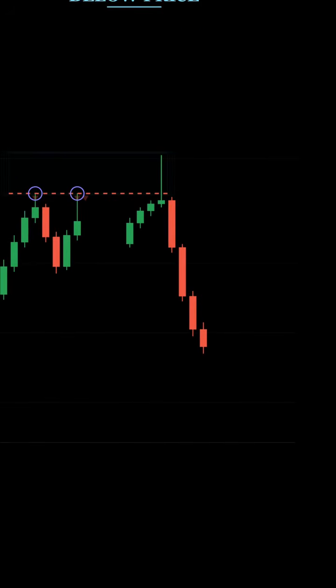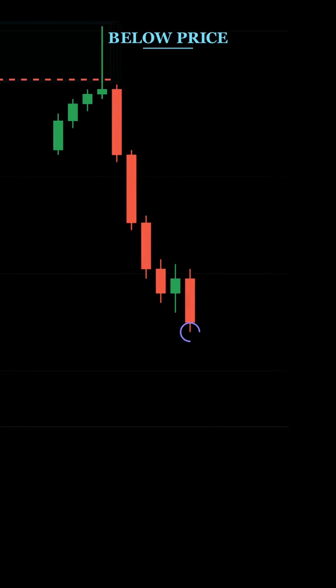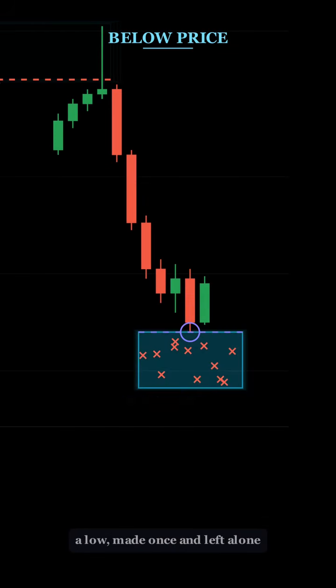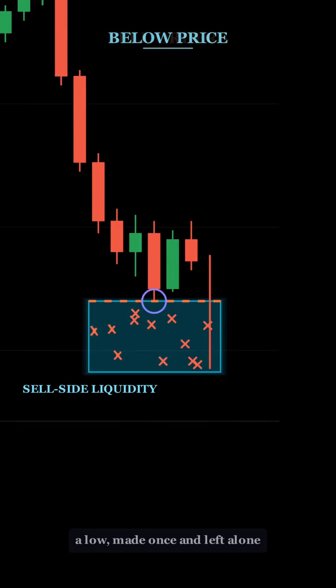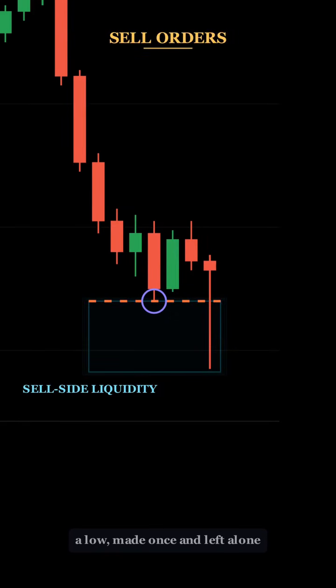And the same logic works below price. A clear low forms, stops accumulate underneath, price trades below the low, those stops trigger. The liquidity is consumed, and again, price can either continue or reject the move.